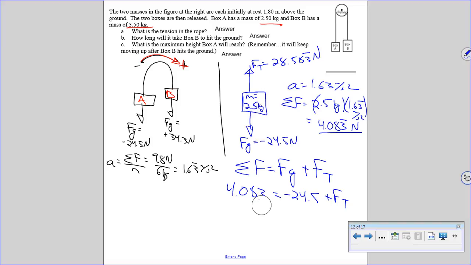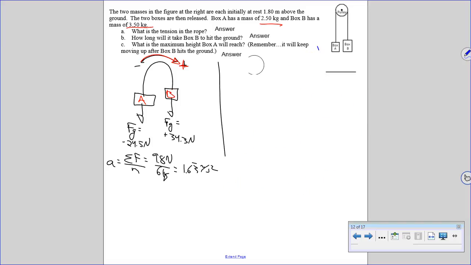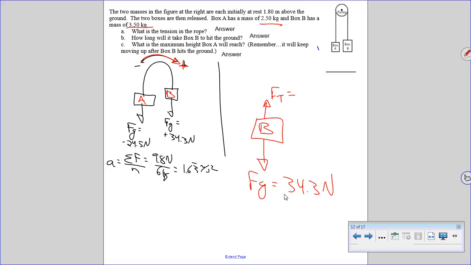I'm not going to go all the way through B, but it's basically the same process. The idea, though, is this. In B, your force of gravity for B is actually positive 34.3 newtons, right? Because of the way we defined our positives and negatives. Make sense? And so that means my tension force is going to be some negative value, right? Because it's pointing in a direction that's working against the positive, right? So anyway, you go through the same process, and you end up getting the same answer of whatever it was, 28.583, is that what I said?